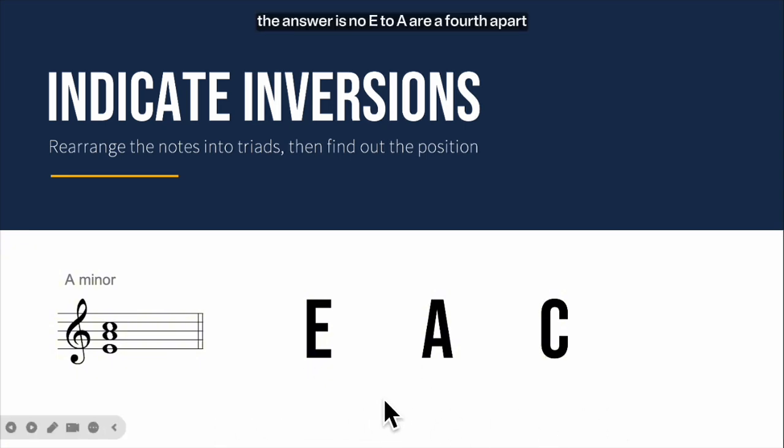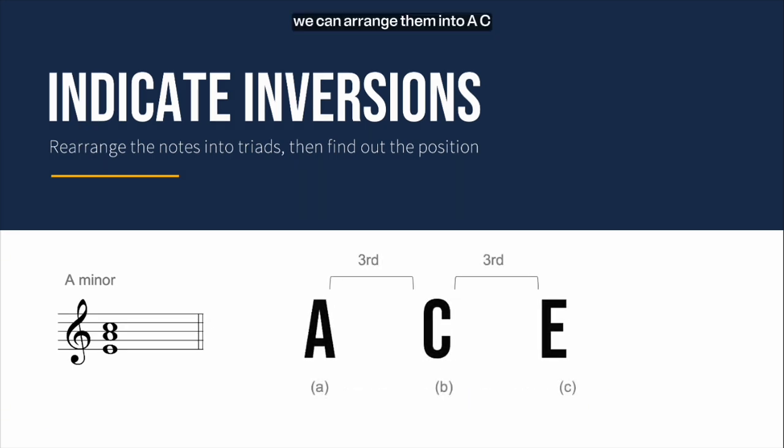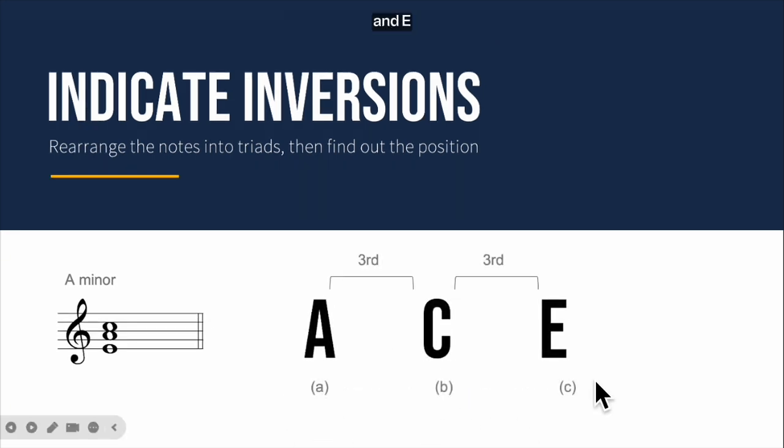E to A are a fourth apart. So how can we rearrange them into a pair of thirds? We can arrange them into A, C, and E. We see that A to C is a third apart, while C to E is likewise a third apart. Now that we have arranged it in its triadic form, we also see that the root is A. So in the key of A minor, the chord here is a tonic chord, or chord 1. Now we aren't quite done yet, as we still have to indicate the inversion.